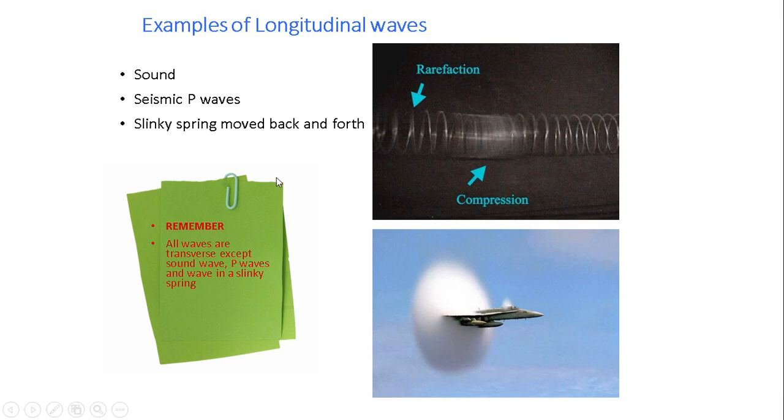Examples of longitudinal waves are the sound wave, the seismic P wave, and the slinky spring moving back and forth like this. These are examples. Longitudinal waves don't have many examples. But one of the most popular examples is sound wave. And the slinky spring is used to demonstrate it. If I don't remember seismic P wave, I can just write, as simple as, P wave, or I can write P wave with brackets, earthquake. It's okay. It's good.